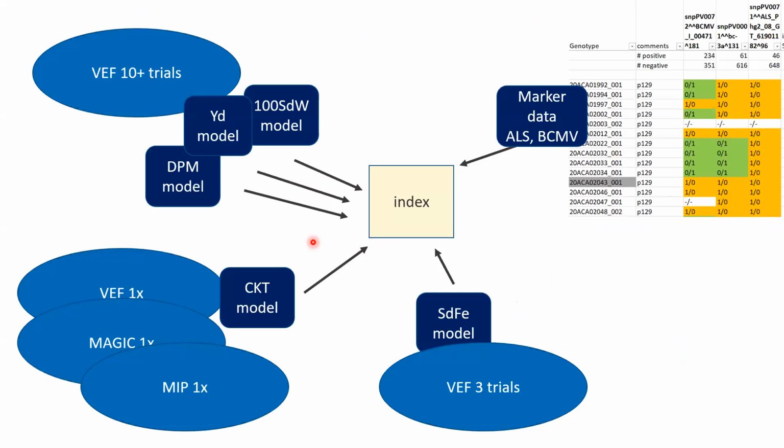In this case, we feed our models with a selection index that includes, for example, the statistical models of genomic prediction that we worked on in the BEF population, the statistical models of prediction of cooking time using 2 or 3 populations, statistical models of iron in 3 different trials in 3 different locations, and the marker data for the diseases ALS and BCMV.